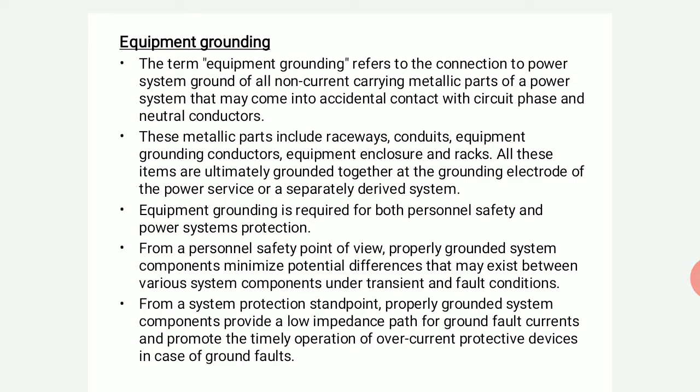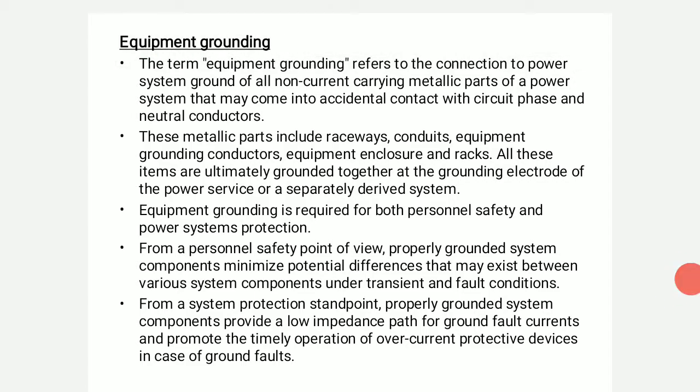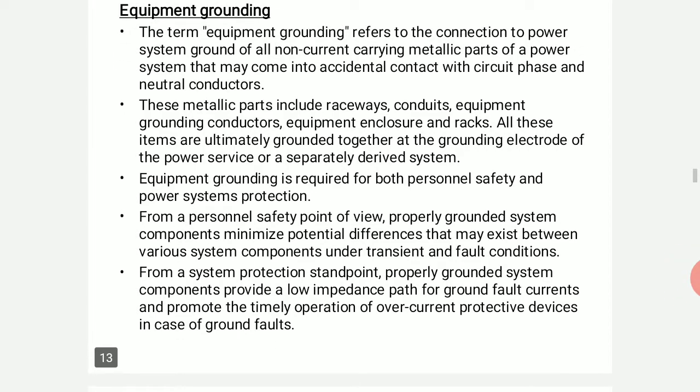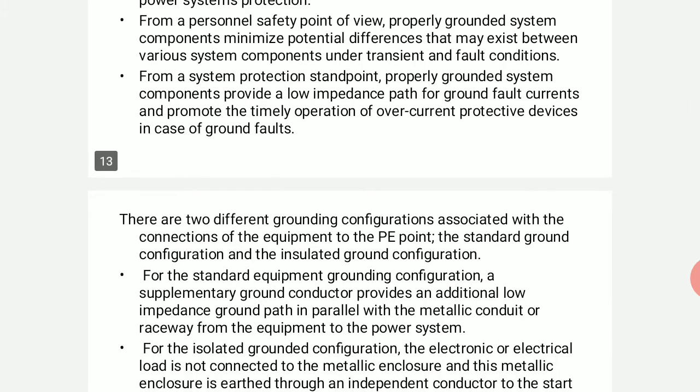Now, this is required for both personal safety and power systems protection. From a personal safety point of view, properly grounded system components minimize potential differences that may exist between various system components under transient and fault conditions. From a system protection standpoint, properly grounded system components provide a low impedance path for ground fault currents and promote the timely operation of overcurrent protective devices in case of ground faults.